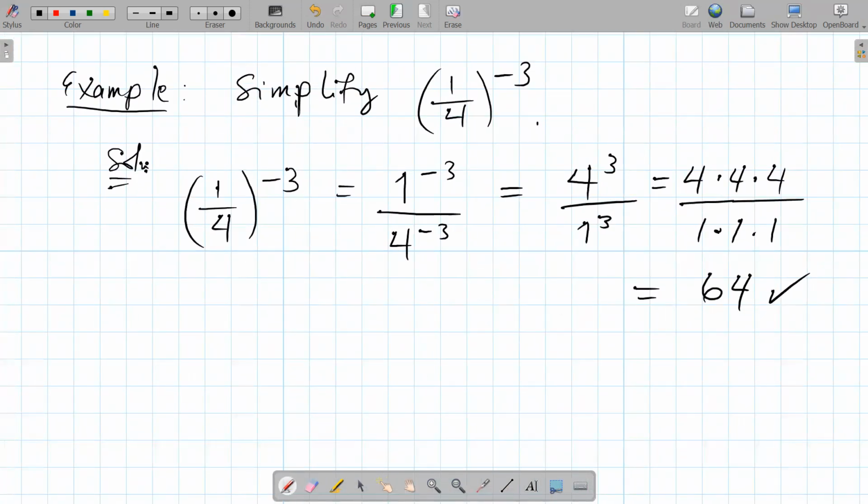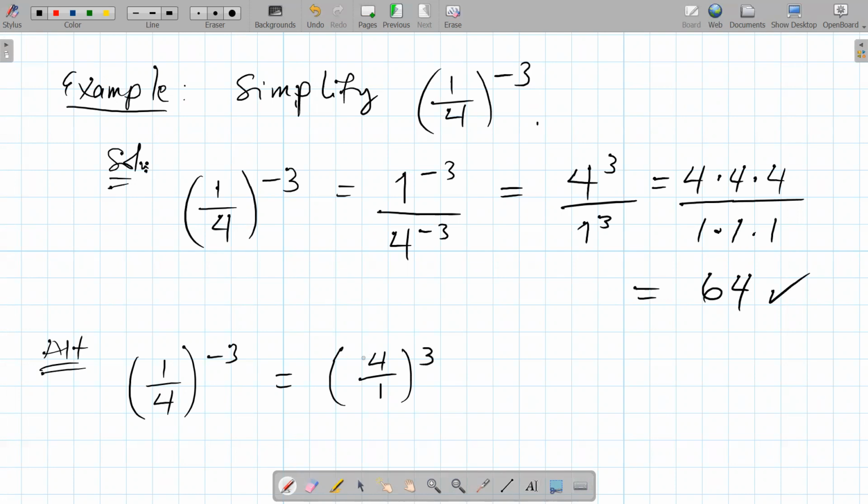Look at it carefully. You can even do it from here. Alternatively, I have 1/4 raised to the -3. What I can do is just swap the 1 and the 4, and then the exponent is going to change to positive. So this is the same as 4/1, and then the power changes to positive.